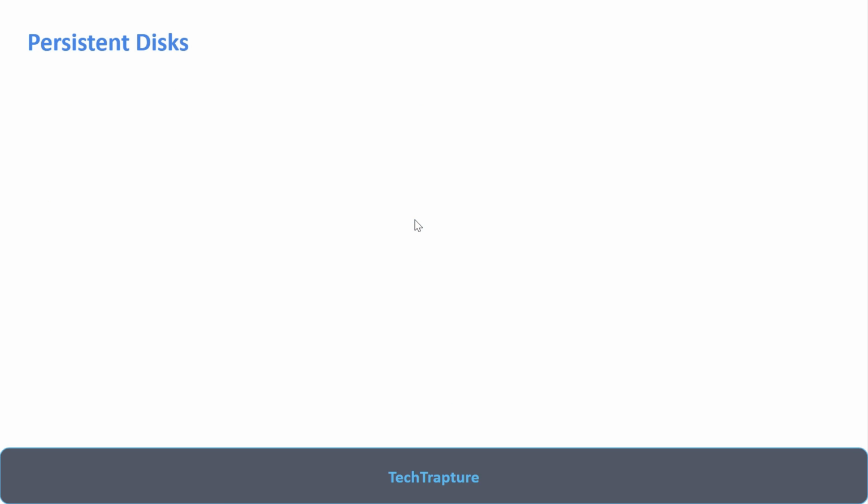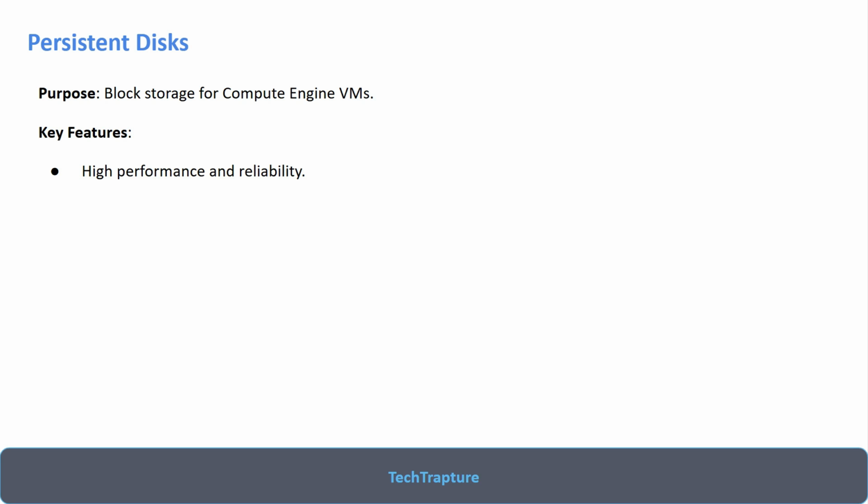Now let's see, the next storage is persistent disk. So these are the block storage for your Compute Engine VM. So you can just use this as an attached disk to your Compute Engine and you can store your data. So what are the key features? So it provides high performance and reliability.